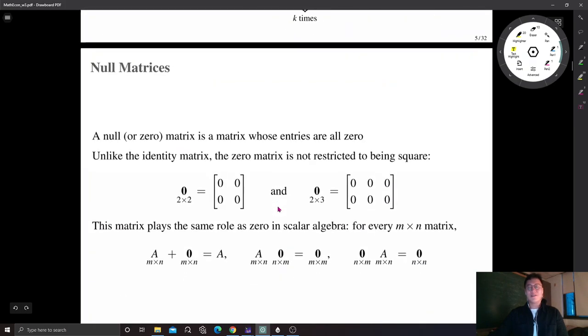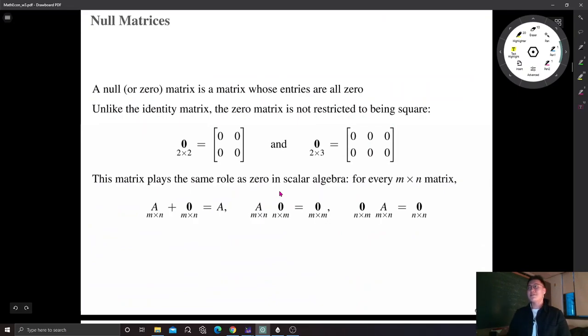So let me move on to the second type. The second special type of matrices is the null matrices, or zero matrices. Okay, and you can easily infer from its name, a zero matrix is a matrix whose entries are all zeros. Okay, so here is a zero matrix in the 2 by 2 case. So all entries are zeros.